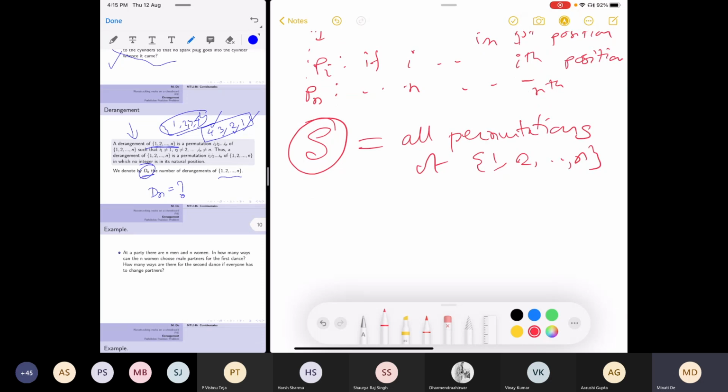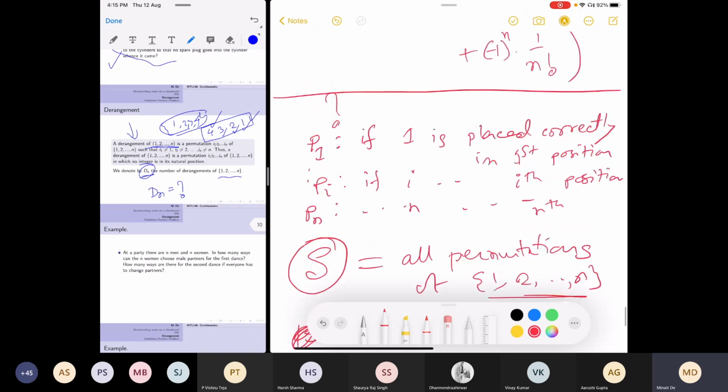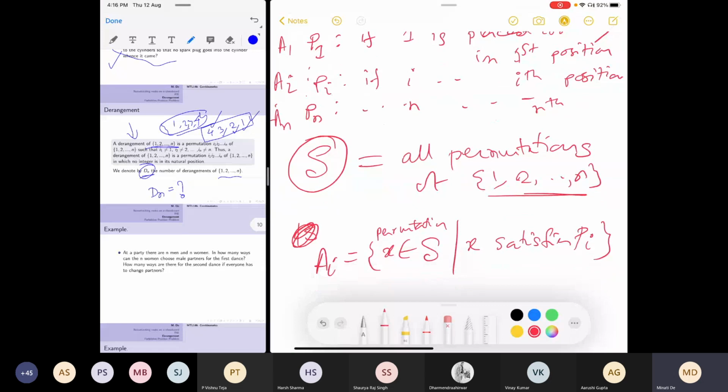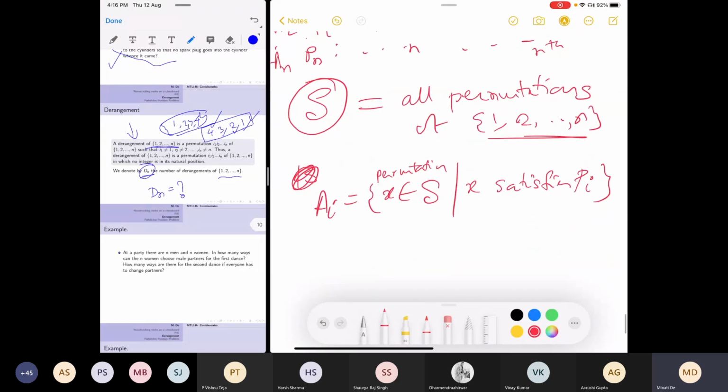I hope you have understood S: all permutations of these natural numbers is S. We also need to define A1, A2, up to An. So what is A1? A1 is all the permutations in S which satisfy property P1. Basically Ai is the set of all permutations X belonging to S such that X satisfies property Pi, meaning in X, i is in the ith position. The set of all permutations where this happens is my Ai.